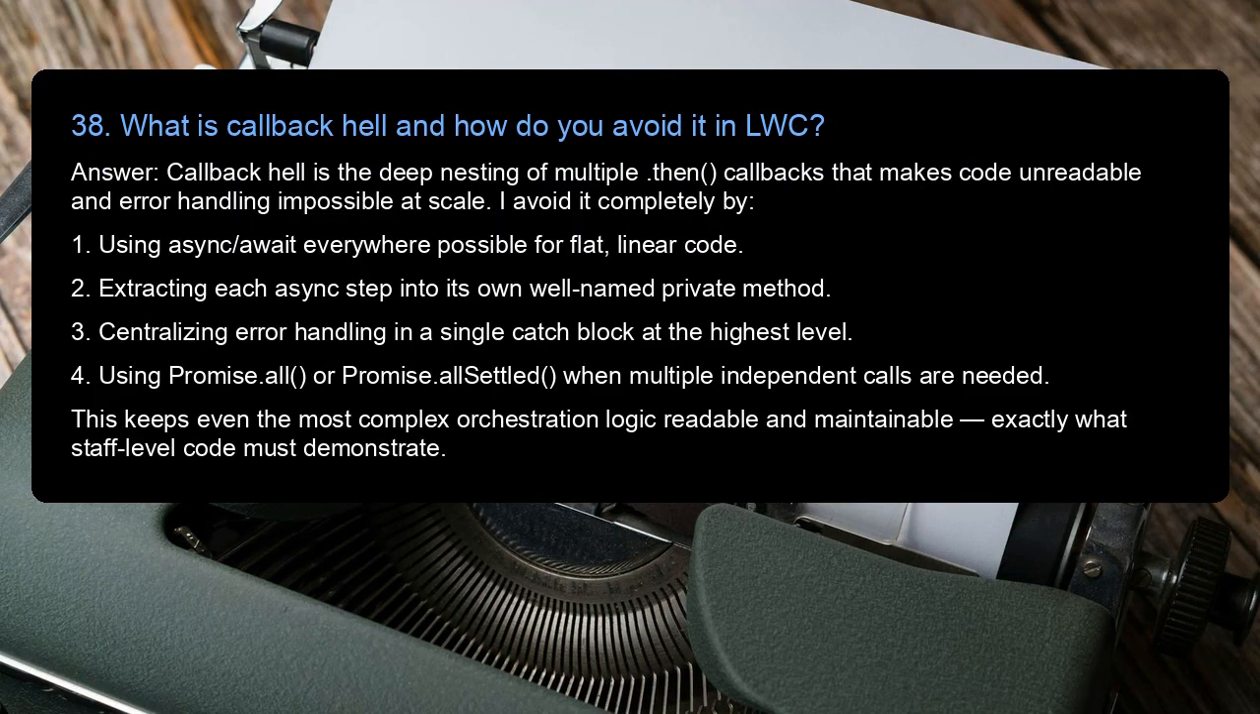38. What is callback hell and how do you avoid it in LWC? Answer: callback hell is the deep nesting of multiple .then callbacks that makes code unreadable and error handling impossible at scale. I avoid it completely by: 1. Using async/await everywhere possible for flat linear code. 2. Extracting each async step into its own well-named private method. 3. Centralizing error handling in a single catch block at the highest level.